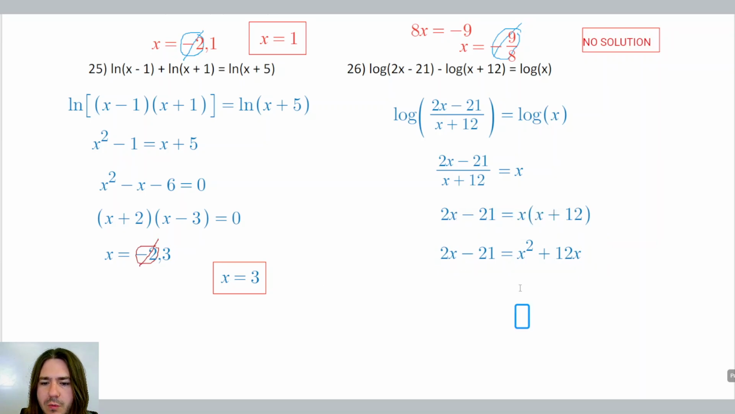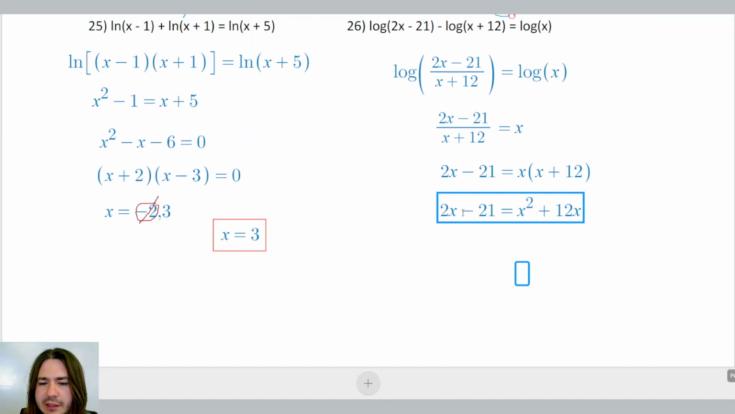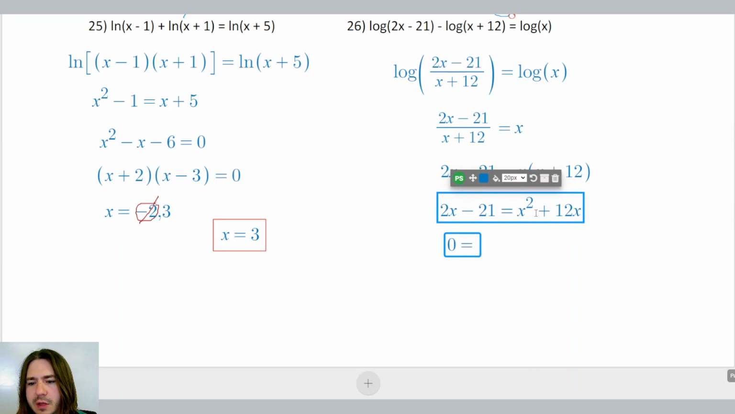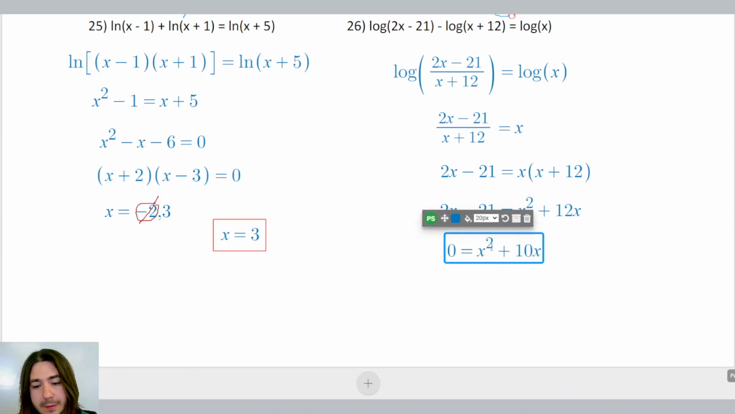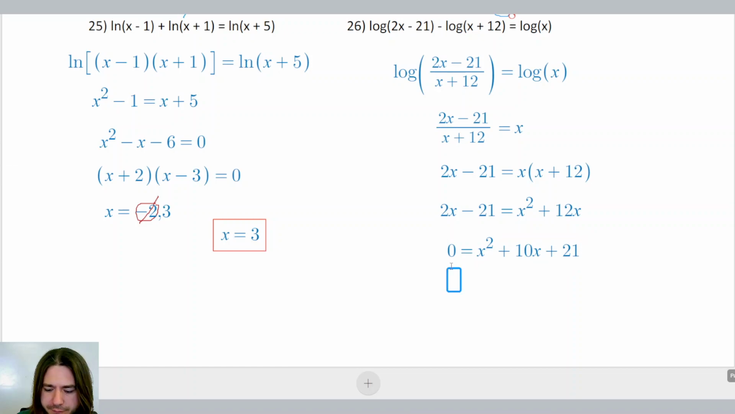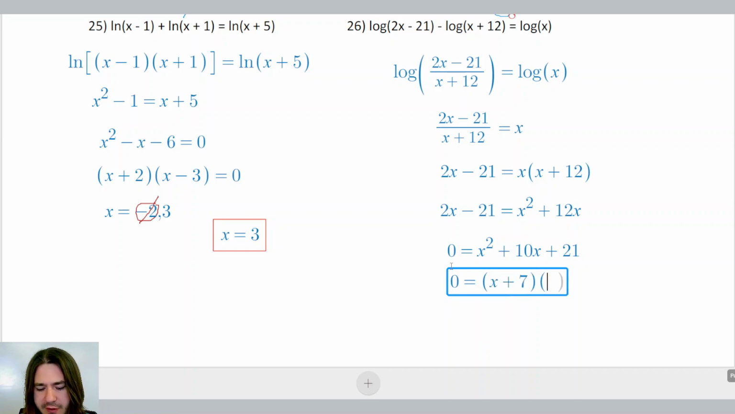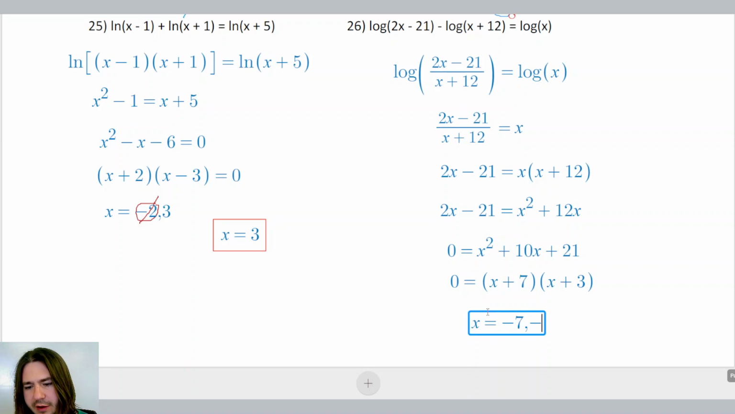All right, so what's next? We need to make this equal to 0, so I'm going to subtract 2x from both sides and add 21 to both sides. And so 12x minus 2x is going to be 10x. And if I add 21 to both sides, I get plus 21. I need to go ahead and factor this. So I get x plus 7 times x plus 3. So my potential solutions here are going to be negative 7 and negative 3.